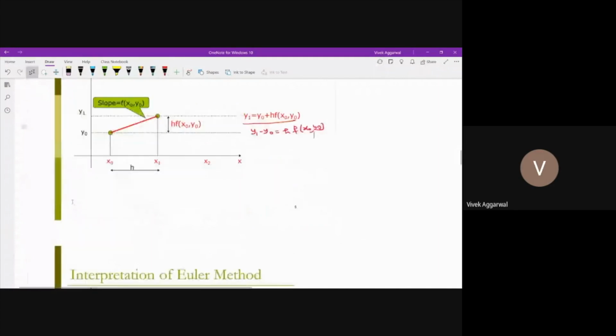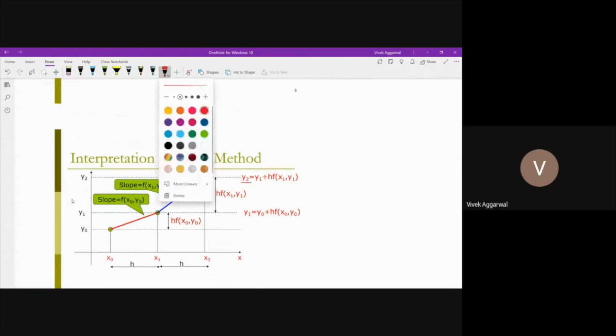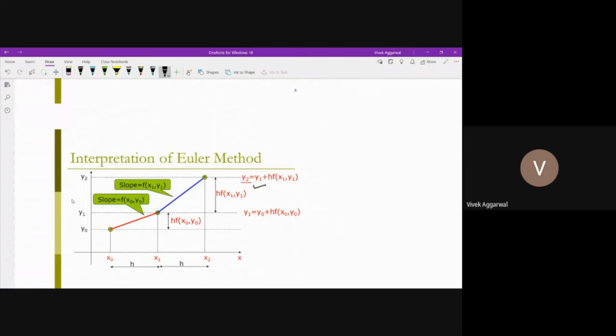This is the way we can find y2. Now I am using this value here and substituting it in the Euler method, and I am finding my y2. So y2 minus y1 should be equal to h f(x1, y1). This value we are calculating from Euler. If you want to calculate the error, the error will be y(x1) minus y1, y(x2) minus y2, like this one. This error we can calculate.